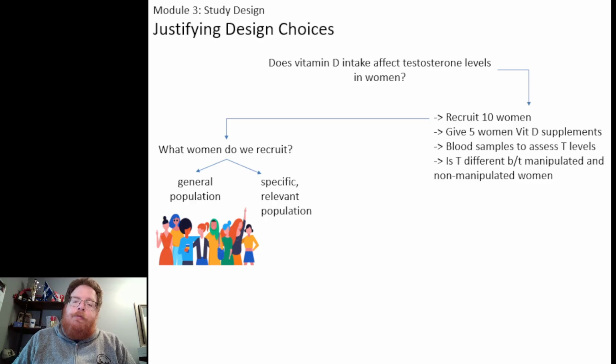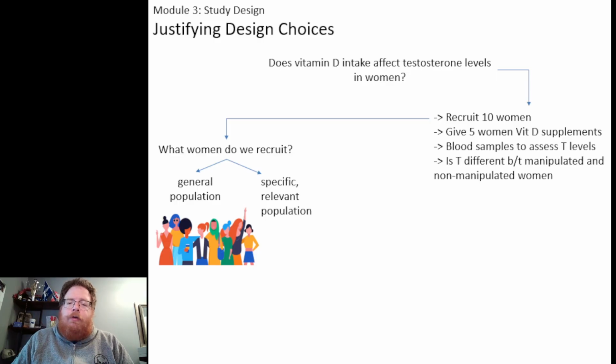So in the context of my research question here about vitamin D and testosterone in women, back in the second module, when we were talking about the relevance of that research question, one of the things we talked about is that testosterone, although we think of it as a male sex hormone, definitely has roles to play in women. It's important for things like sex drive. It's important for things like mental health and wellness. And so I might want to say to myself, maybe I should work with a more specific, relevant population.